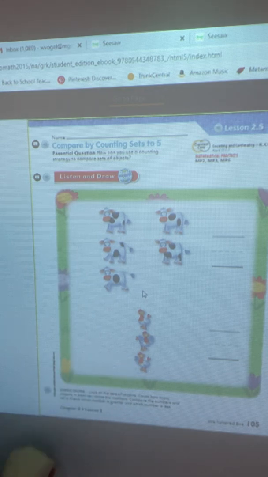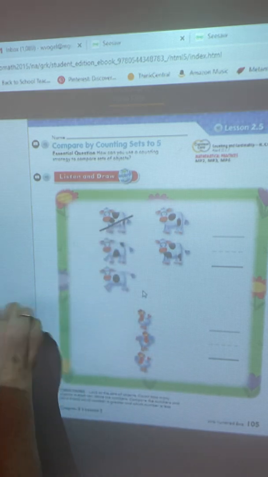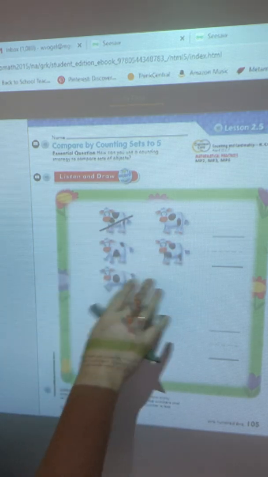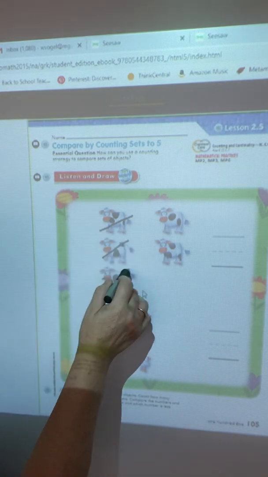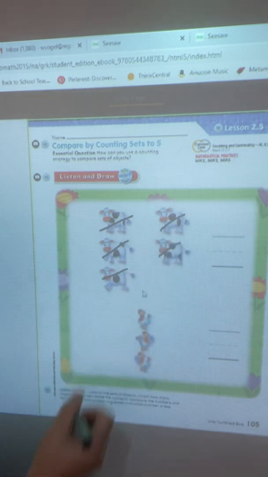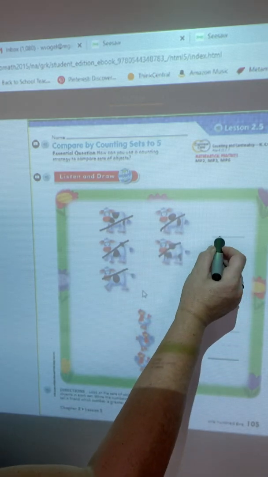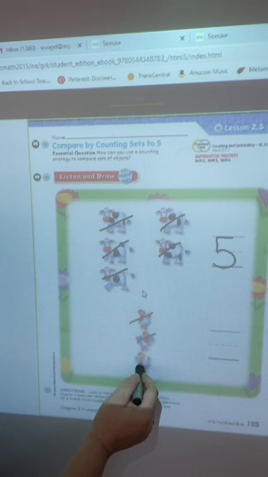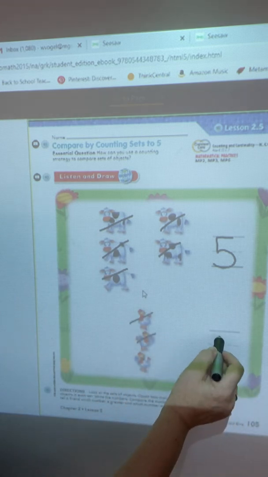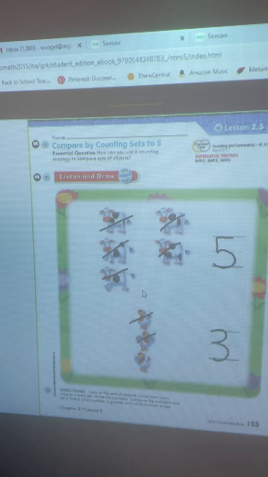So let's go ahead and start by counting our cows. Remember, I've taught you that sometimes drawing lines on them or a check mark on them helps us keep track of what we have and have not counted. So because they're not in a great group of lines, I'm going to go ahead and draw lines through them. So 1, 2, 3, 4, 5. I have 5 cows on the top here. And on the bottom, I have 1, 2, 3 roosters. Okay? So I'm going to put a 3.